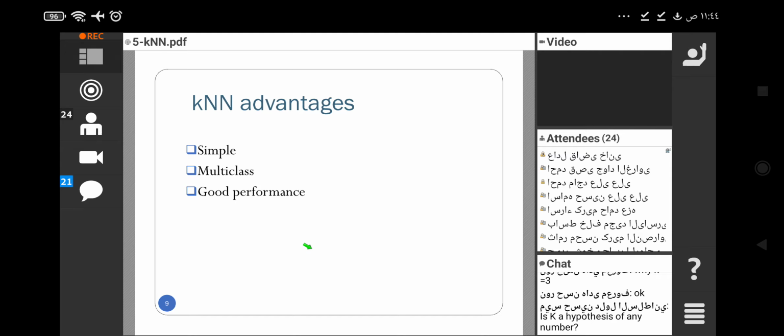Higher than 2 classes is multi-class. Yes, k could be any number. We can select k by trial and test. Trial and error, sorry.